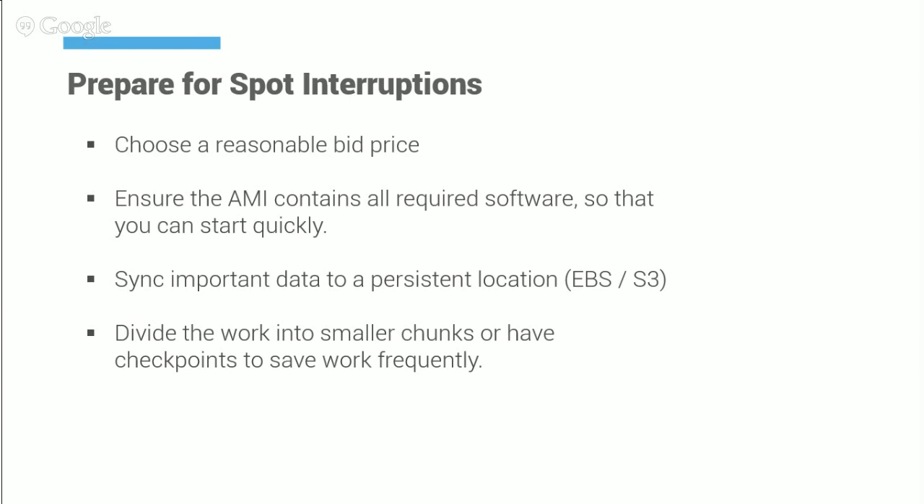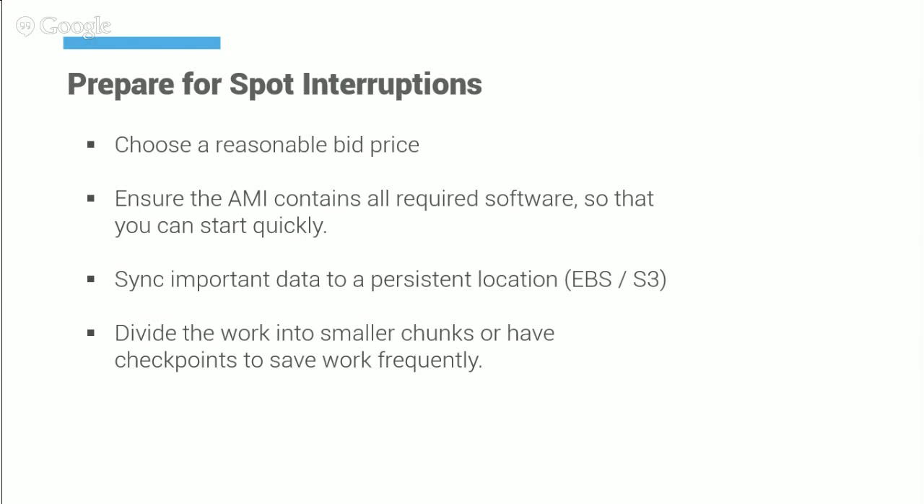There was a query around some of the spot strategies, or what you should be thinking about when you run spot instances. One is to choose a reasonable bid price. There is a minimum bid price and a max bid price. The max bid price typically is 3 times the instance on-demand price. If you want a max price beyond 3x, you would have to raise a support request. Without that, it is going to be 3x of your on-demand price. Also, ensure that the AMI contains all required software. This is fundamental because you don't want to load all the software whenever you start a spot instance, since you're wasting a lot of spot instance time. So make sure the AMI contains everything, so that when you launch it, you are up and running very quickly. And it is also important to sync important data to a persistent location like EBS or S3.